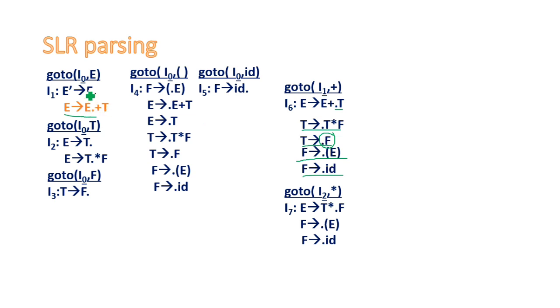Now when we come to item set 2, there is no need to process the first item because the dot is at the end. Now we have to process the item where the dot is before star. So goto of item set 2 comma star will be resulting here.